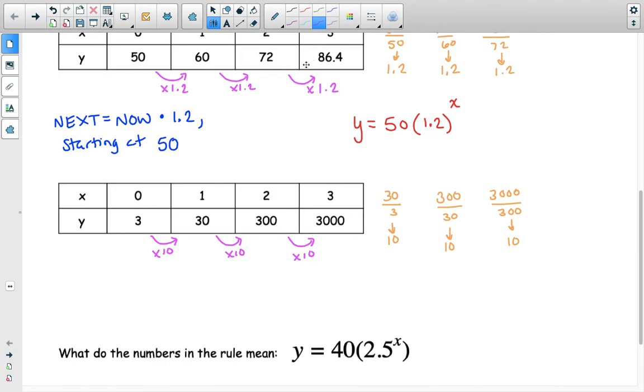So our recursive, which is our now next equation, our next number will be what we have now times 10. But starting, the first number we multiplied by 10 was we started at 3. So our exponential growth equation, because this number is bigger than 1, is going to be y equals, the first number was 3 that we multiplied. We multiplied them all by 10, and we're going to raise it to the exponent of x.